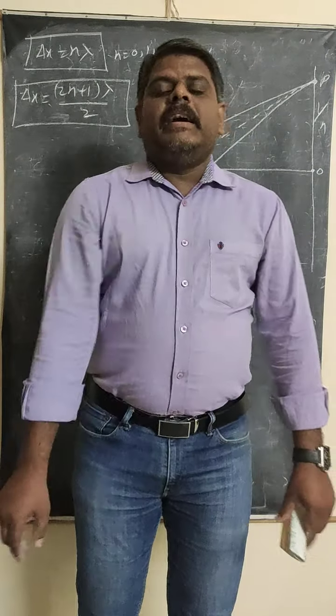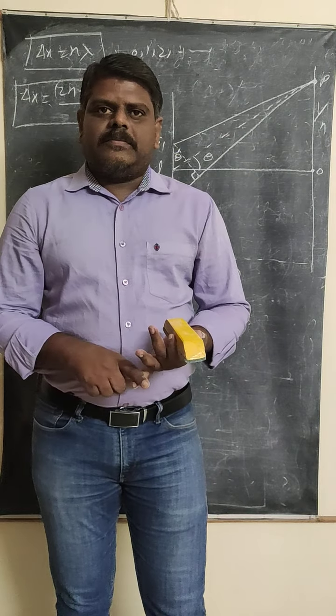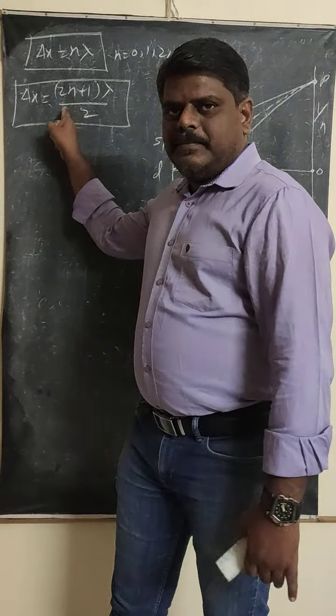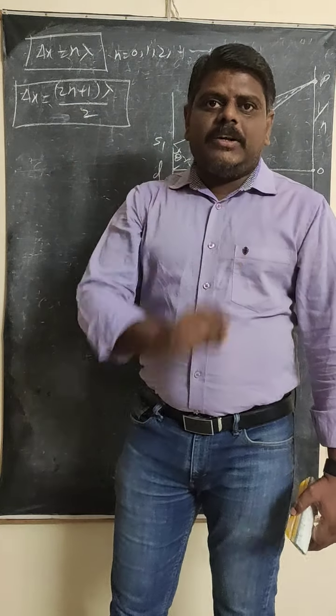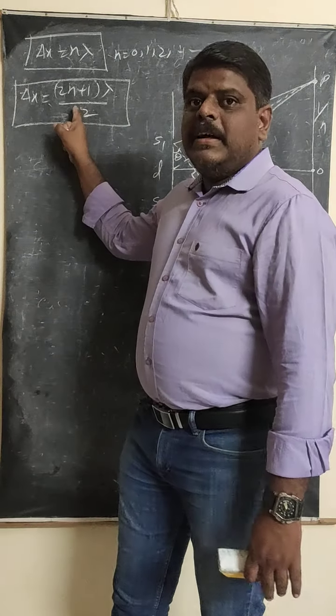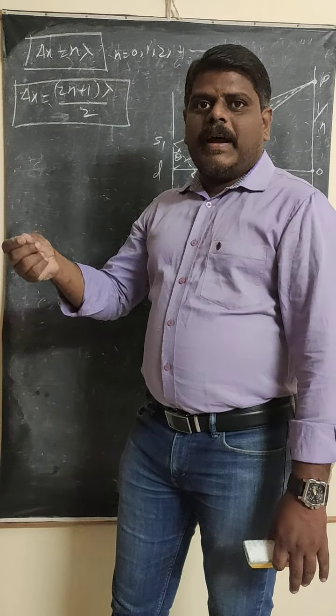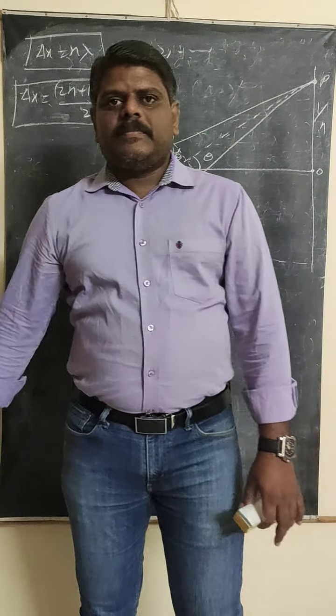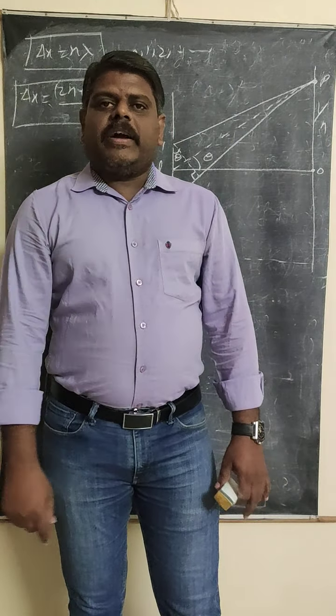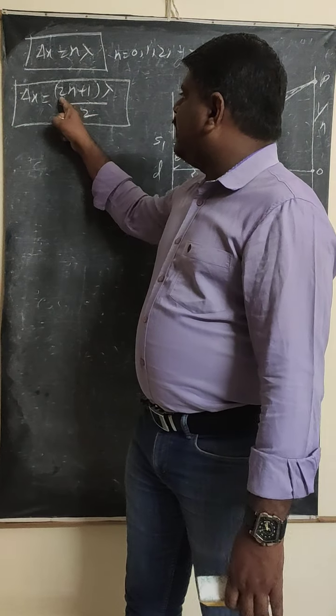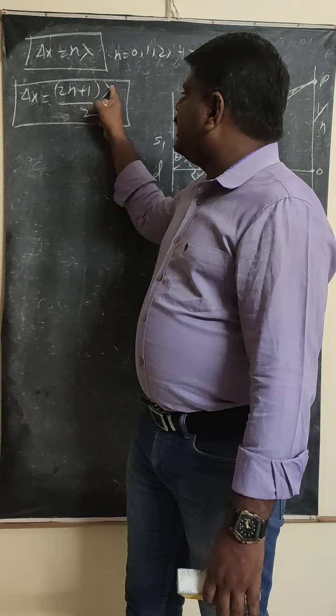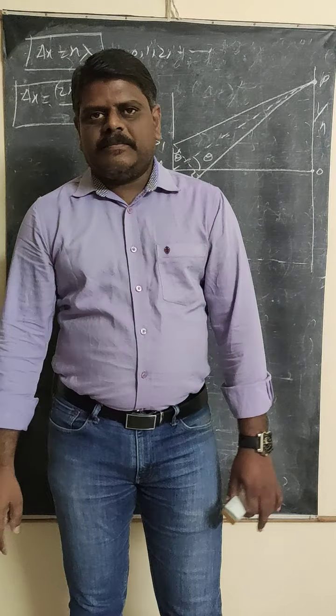For example, the problem says second dark band, and you are taking this condition. If they say second dark band, what n value do you have to take? You have to take 1, one band less. n equals 1 you can substitute, then what happens? 2 into 1 plus 1, 3 λ/2 will take place.